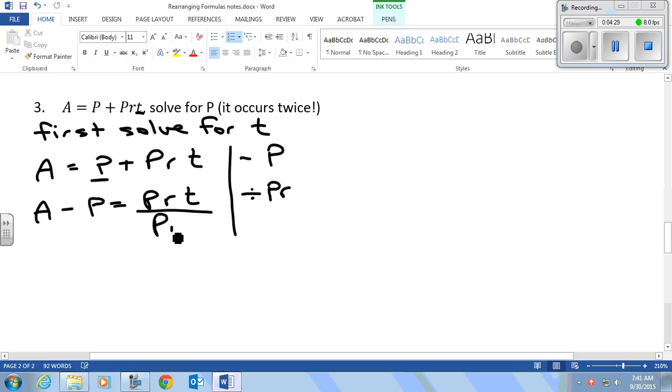And PR divided by PR is 1. So now I'm left with 1T. So T equals A minus P over PR.